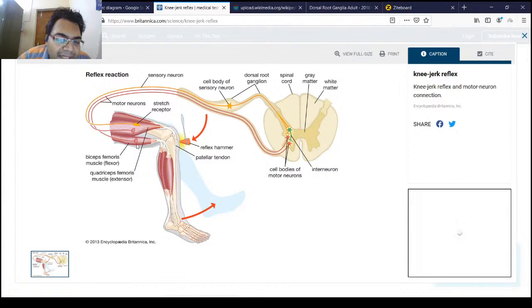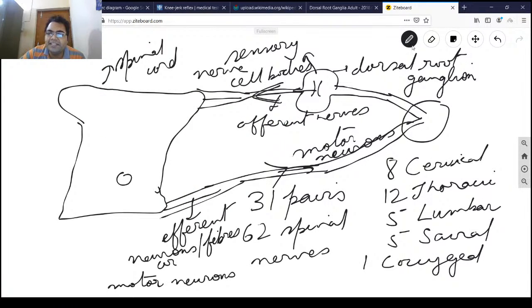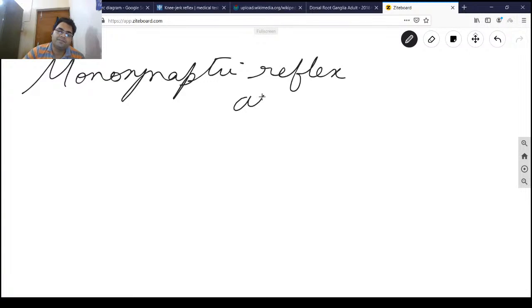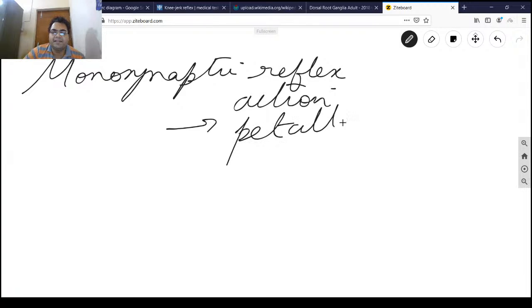Directly sensory neuron to motor neuron, going into the stretch receptors of the quadriceps, and that quadriceps muscle is contracting and then we are able to throw the knee forward. So that is what is happening. This is a monosynaptic reflex action, known as the patellar reflex action.